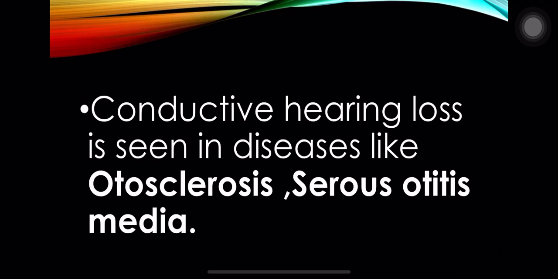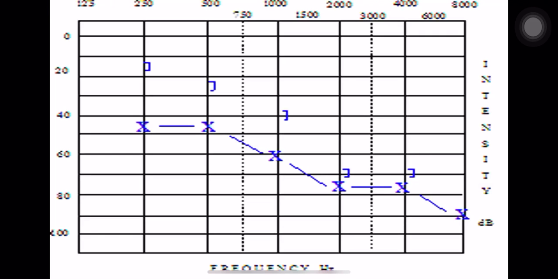Conductive hearing loss is seen in diseases like otosclerosis and serous otitis media. Now look at this graph. Here, bone conduction of the left ear and air conduction of the left ear is given. Look at the graph. The air-bone gap is not more than 15 decibels. So obviously it is not going to be conductive hearing loss. This is a graph of sensorineural hearing loss, right?